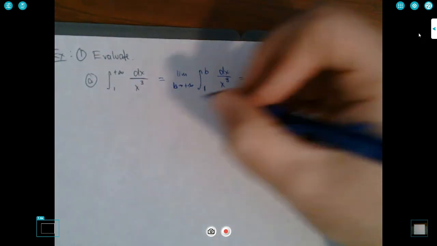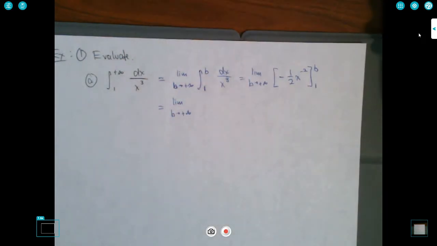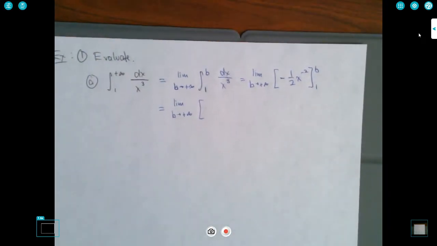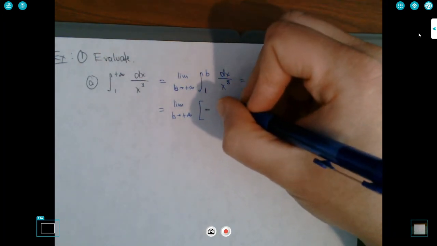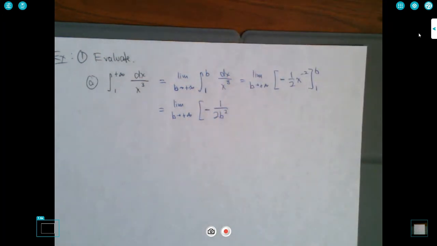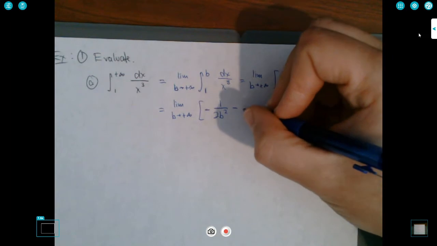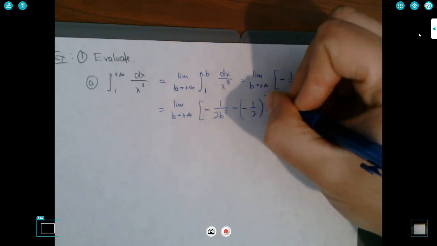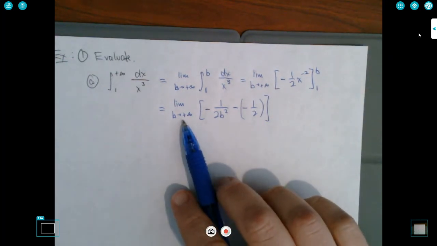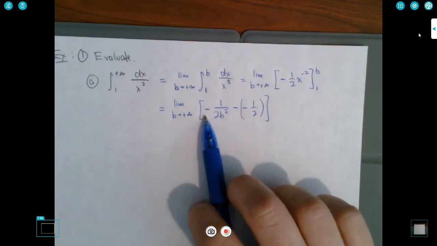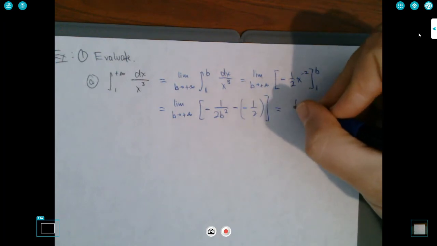Now we can plug in those limits of integration. We're going to get the limit as b goes to positive infinity of b to the negative 2, which would be 1 over b squared. I'm just going to write that as negative 1 over 2b squared. And then if we plug in 1, we're going to get just a negative 1/2. So I'm going to say minus negative 1/2. Now if we plug in positive infinity, this part's going to go to 0. And so we're just going to get a minus negative 1/2, so a positive 1/2.